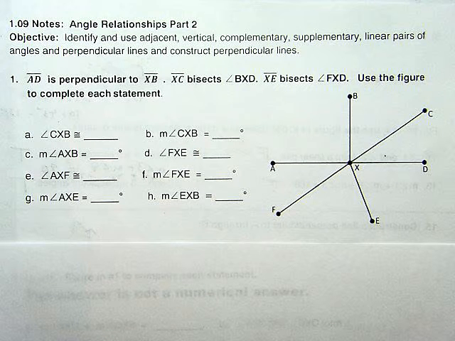So now let's proceed to Lesson 9, and let's go to our notes packet 1.09, Angle Relationships, Part 2. The objective for this lesson is the same as the objective for the last lesson, to identify and use adjacent, vertical, complementary, supplementary, linear pairs of angles and perpendicular lines, and to construct perpendicular lines.